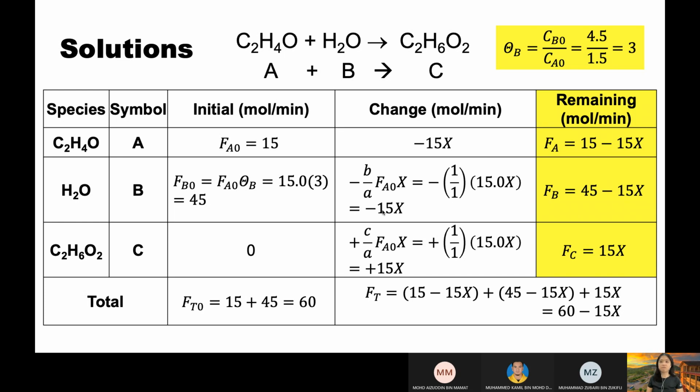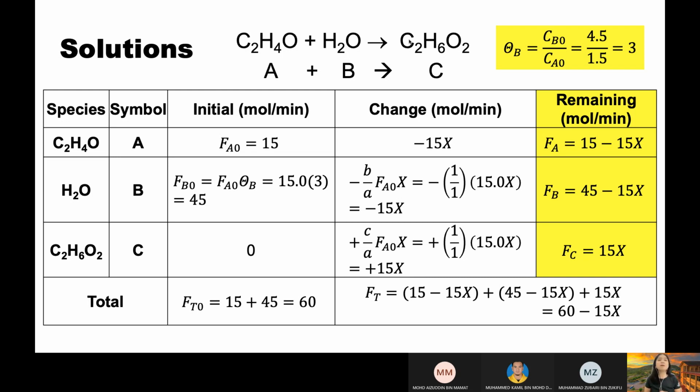So initial 45, change berapa banyak water change or react, minus 15X. So how much water remaining? FB equals to initial 45, copy the change minus 15X. So FB equals to 45 minus 15X. Done for B. So next one, C. So for C, initially no molar flow rate. Again, sebab C product. Initially takkan ada molar flow rate C. So the change for C sekarang jadi plus because C is a product. So plus C per A, FA0X.